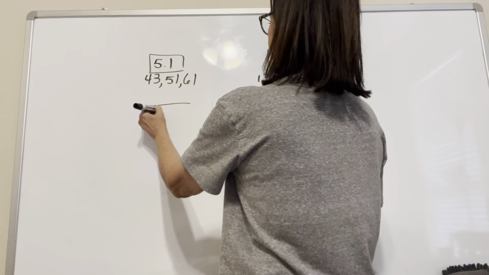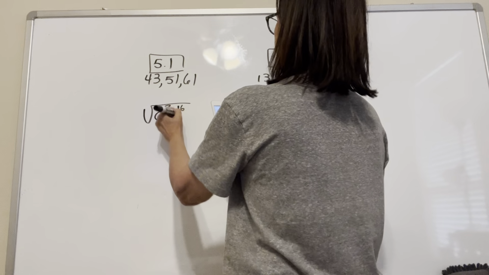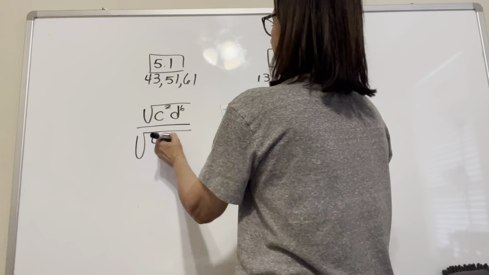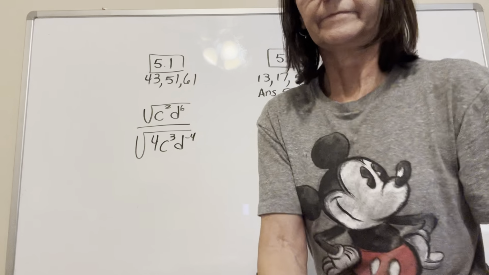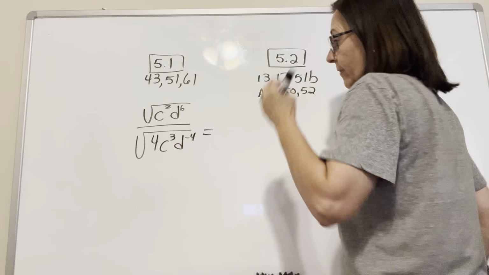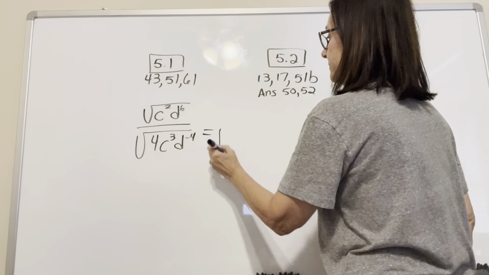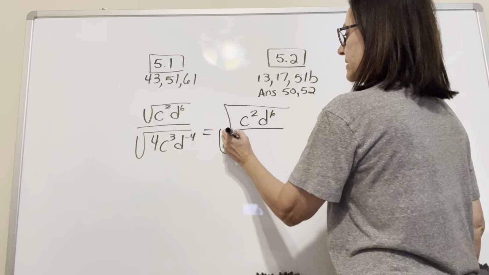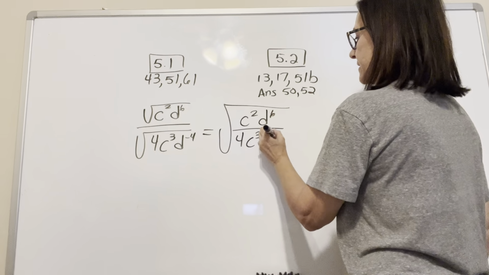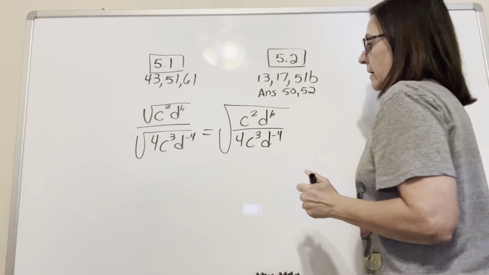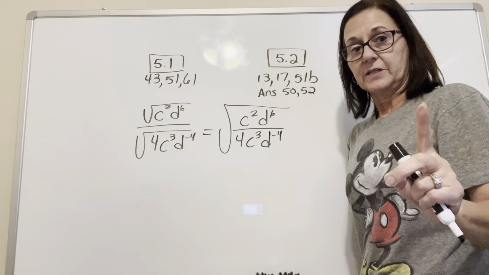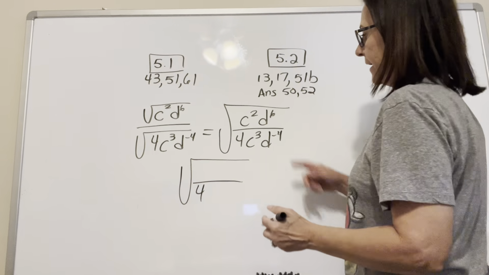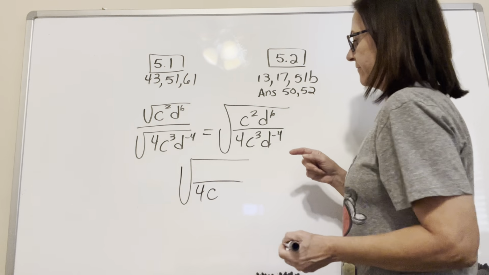So it's the square root of c squared d to the 6 over the square root of 4 c cubed d to the negative 4. All right, I'm going to write everything under the radical and then simplify. So that's c squared d to the 6 over 4 c cubed d to the negative 4. I'm going to move c down because remember division is subtraction. So 4 stays in the denominator. So 3 minus 2 is 1. So that's c to the first power.